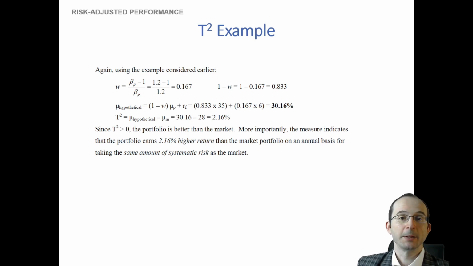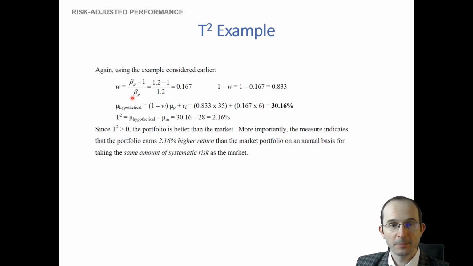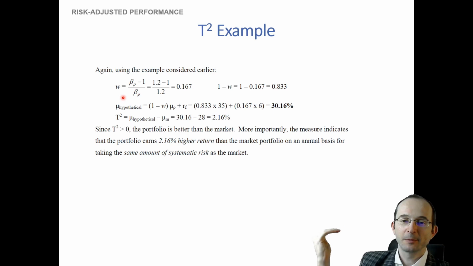So how do we calculate the T-square measure? Well, first remember we have to actually calculate how much we want to assign to the risk-free asset. It shouldn't surprise us again that we want to assign a positive weight to the risk-free asset, because remember we start with a higher than market beta of 1.2. That means we need to de-lever to bring it down to a beta of 1.